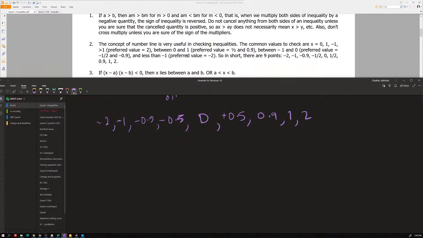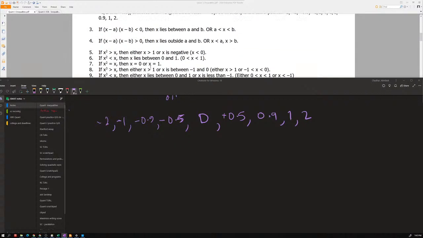And next, we can check the next question. Let me take this one. This says if x minus a into x minus b is less than 0, then x lies between a and b. Yeah, so why does it happen like that? Basically these values, let us put some values to understand that.